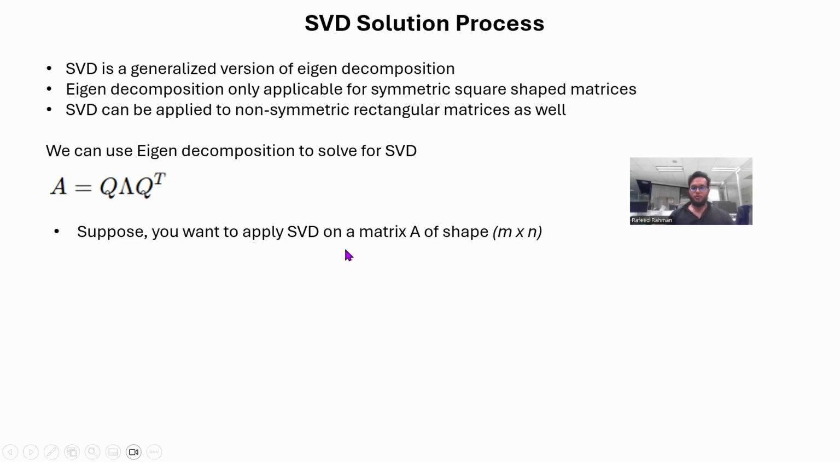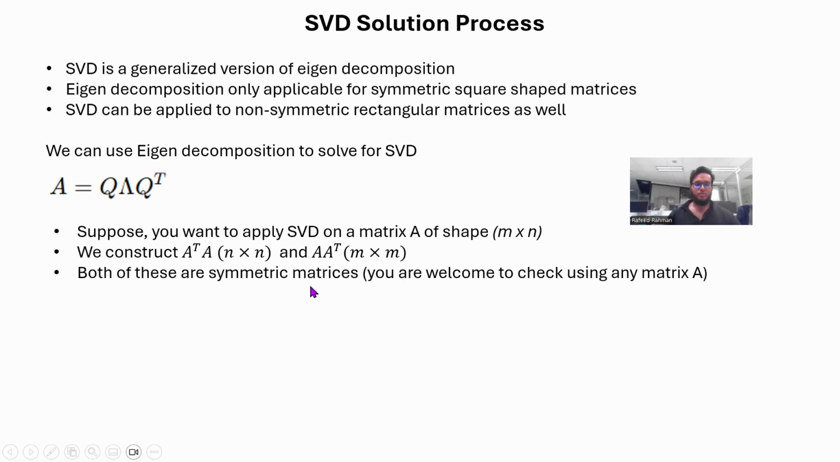Now, suppose we want to apply SVD on a matrix A. Let's keep it general. Let's make it M into N. We can construct two other matrices. One is the A transpose A matrix, the shape of which is N into N. And the other one is A A transpose, the shape of which is M into M. Now, both of these matrices are going to be symmetric.